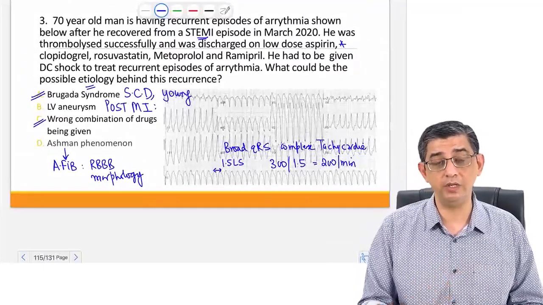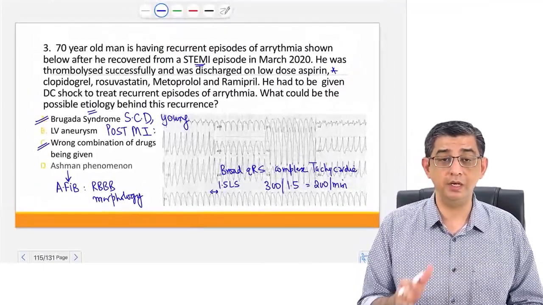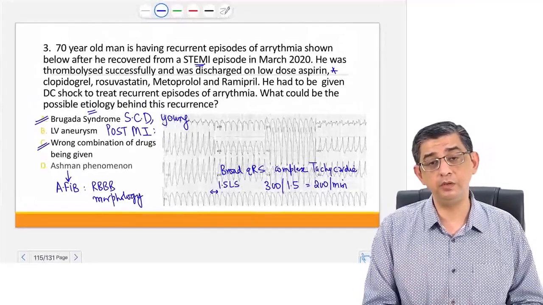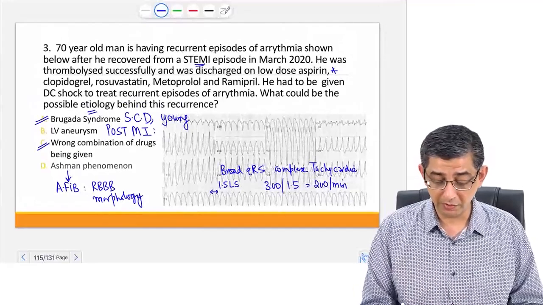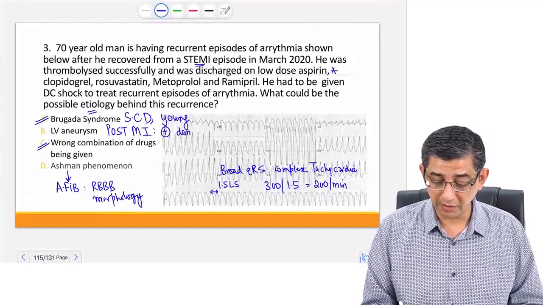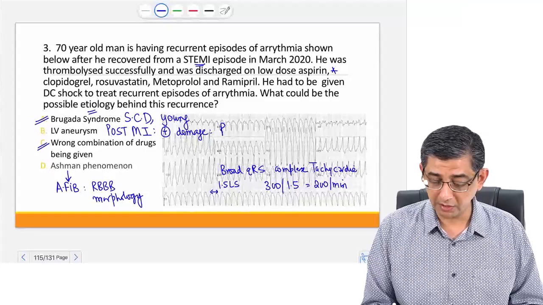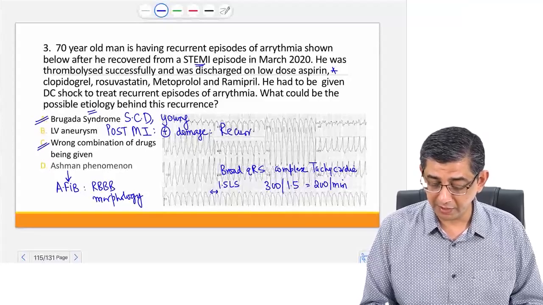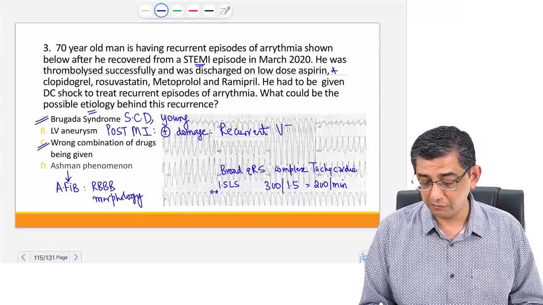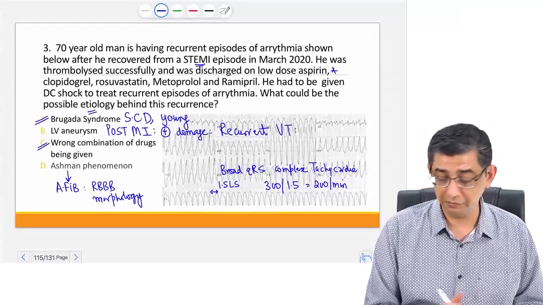What you've read with myocardial infarction is the standard information, a late complication that can develop, LV aneurysm. The structural damage which is present here can actually trigger recurrent ventricular tachycardia. This guy is a perfect candidate for implantable cardioverter defibrillator.